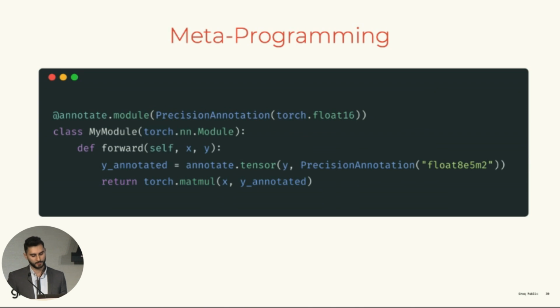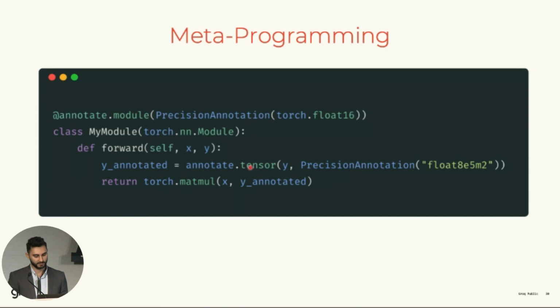Okay, so this is a simple example of metaprogramming showcasing how we can map hardware-specific data types to certain regions of PyTorch. I'll walk you over this code. We have a simple module with two tensors, x and y, and we perform a matrix multiplication on those two tensors. There's a module level precision annotation, which tells the compiler that the inputs x and y and the result are expected to have float16 data type.